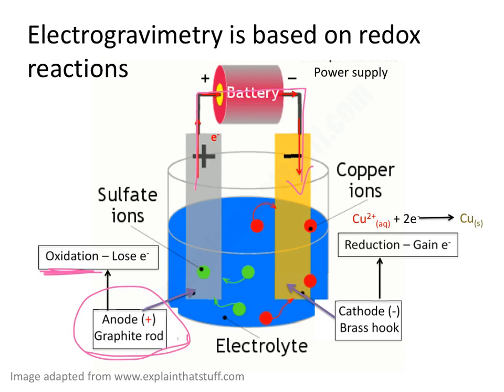Another consequence of the electron movement is noticeable at the cathode, where the brass hook is attached. Reduction of the copper 2+ ions in solution leads to the solid copper forming onto the brass hook. By weighing the brass hook electrode before and after the electrochemical reaction, we can quantify how much copper is in the solution, which should allow us to determine the concentration of copper sulfate in the initial solution.